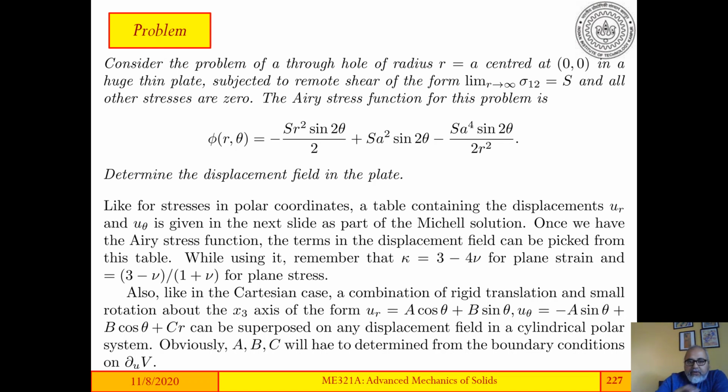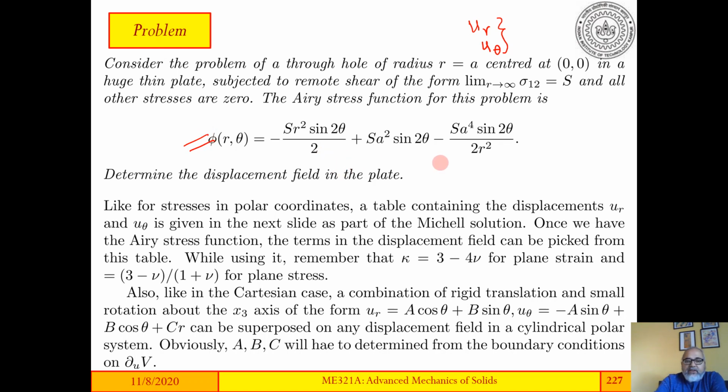Now we find the displacements. The displacements are in the cylindrical polar coordinate system. The displacements are going to be u_r and u_theta, and we now see a problem where we will find out u_r and u_theta using the Mitchell table. So let's say there's a problem where phi is given to be of this form.